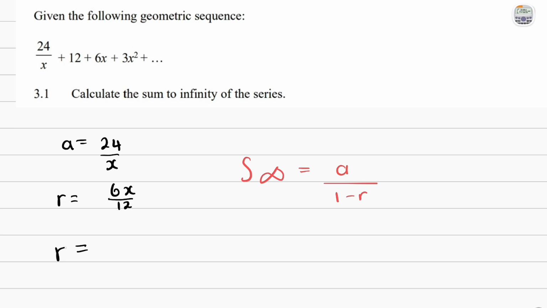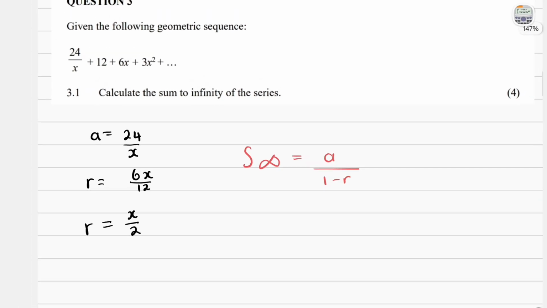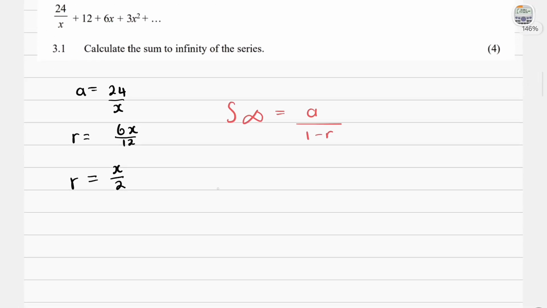And so this simplifies to 1 over 2x, or we could just call this x over 2. The 6 cancels in the numerator and the denominator. So this is what we have, and we're just saying the sum to infinity is equal to a, which is 24 over x, divided by 1 minus x over 2.